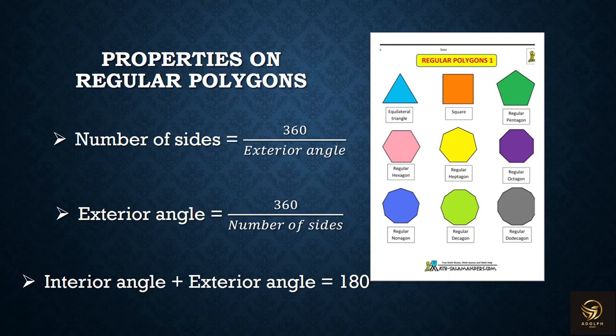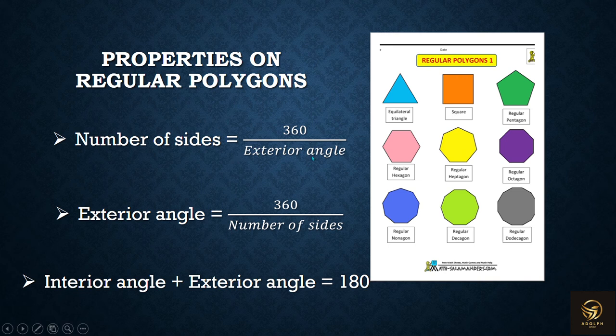The next properties we are going to learn are all based on regular polygons. I have given examples here, starting with the equilateral triangle, square, regular pentagon, and up to the regular dodecagon. A shape with equal side lengths and equal angle values is considered a regular polygon. To find the number of sides of a polygon, it is 360 divided by the exterior angle. We'll see what exterior and interior angles are in the examples I'm going to work out. So as of now, the formula is number of sides equals 360 by exterior.